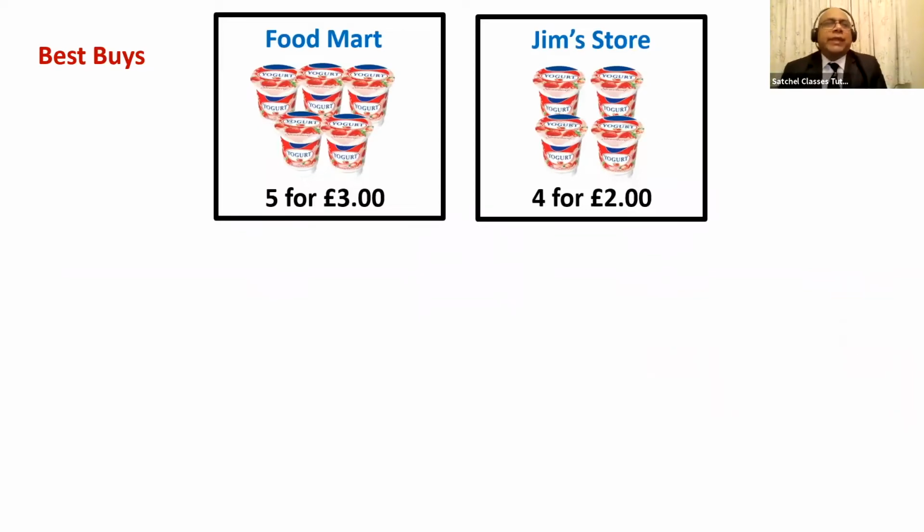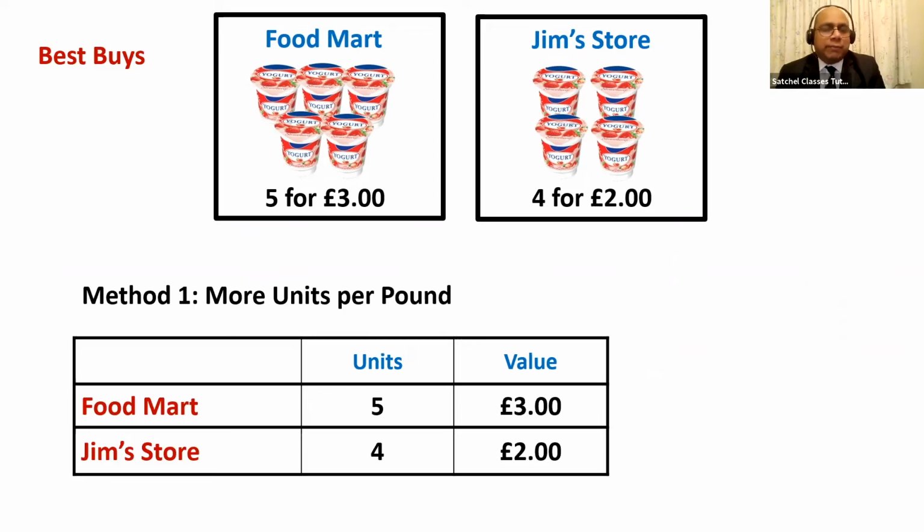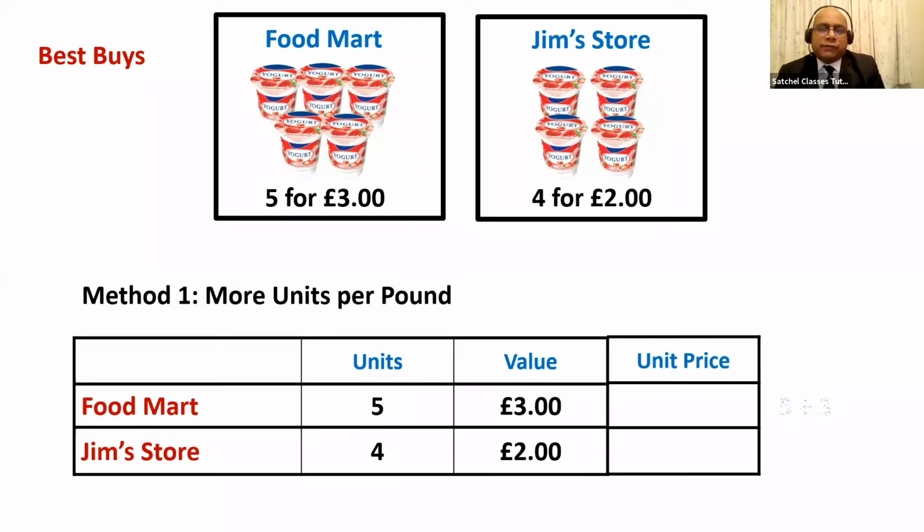Okay, which one is a better deal for the yogurt? 5 for 3 pounds or 4 for 2 pounds? Let's talk about how many more units you'll get in 1 pound, per pound. So 5 units for 3 pounds. So 5 divided by 3 is 1.67 units for 1 pound in the case of Food Mart. In Jim's store, it is 4 divided by 2, which is 2 units for 1 pound. So clearly the second one, Jim's store, is going to give you more units for 1 pound, and hence that's a better deal.